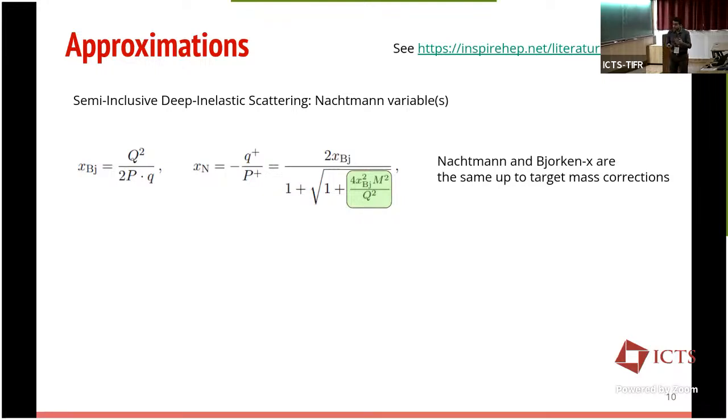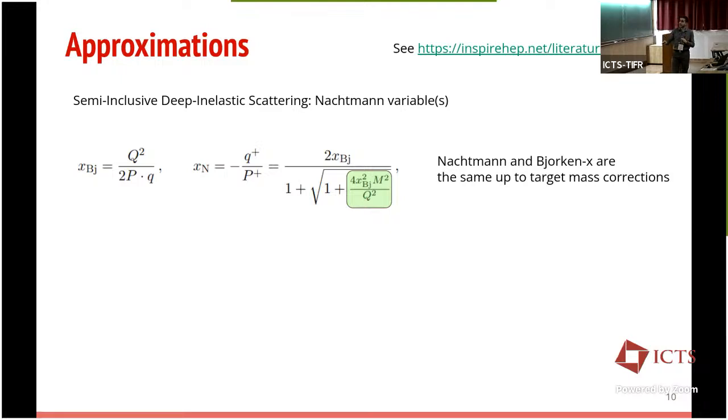The factorization theorem actually is worked out in terms of another variable, which is the Nachtmann x. And this Nachtmann x is connected to the x-Bjorken variable up to some corrections which are target mass corrections, because they are a ratio of M over Q, actually M squared divided by Q squared, where M is the mass of your target. Okay, so if Q is relatively large compared to M, so if you're using a proton, if Q is relatively large compared to 1, then you can neglect them, okay? But if not, you have to be careful.